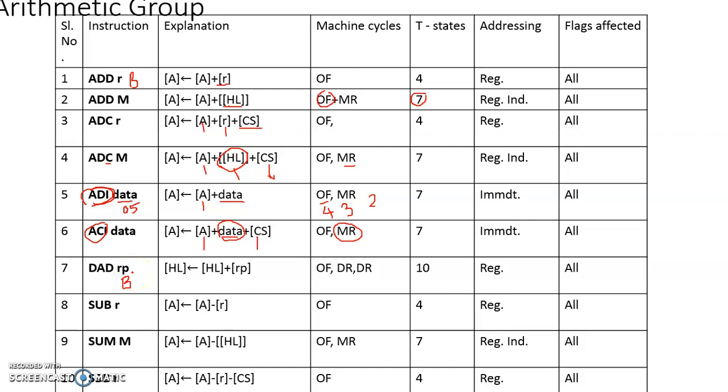There can be 3 different operations in this category, DAD B, DAD D and DAD H, and this asks the processor to add the content of the register pair with the content of the HL pair and place the result in the HL pair. Of course, this is a 1 byte instruction, and we expect that this will be completed in one and only one machine cycle, that is opcode fetch.